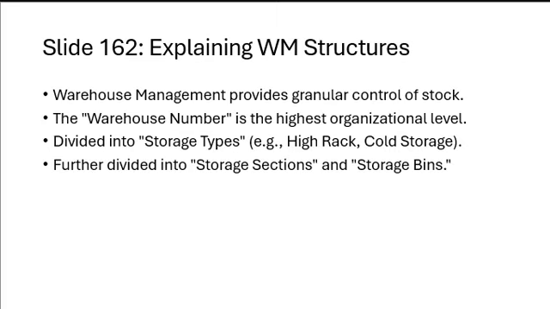Okay, so explaining the warehouse management structure. The warehouse number represents the highest organizational level in the warehouse, okay? It is divided into storage types like the high rack or cold storage. The storage type is further divided into smaller storage sections, and each section contains multiple storage bins for materials. The warehouse management provides detailed control of stock placement.